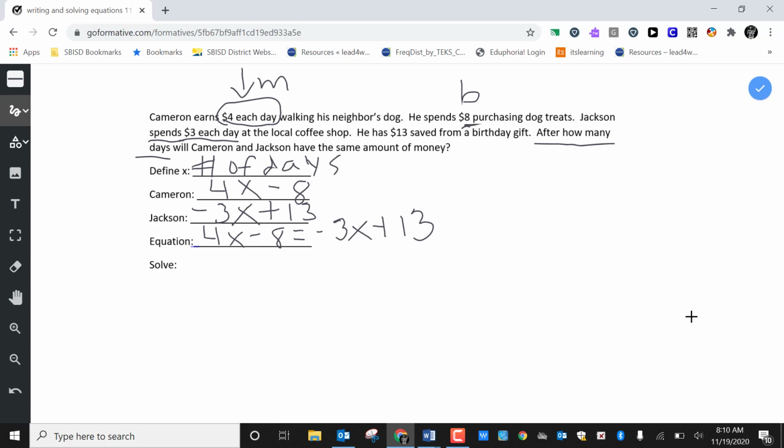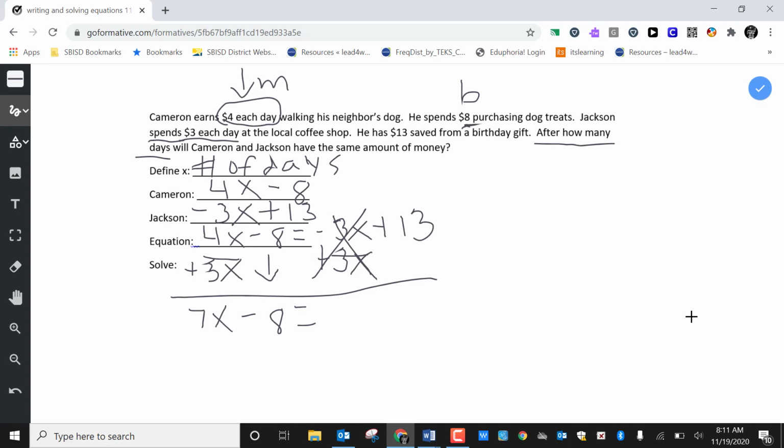So we've got 4x and we've got negative 3x. So negative 3x is less, so I'm going to do the opposite of that to move it to the other side. So we're going to add 3x. Okay, now I'm going to simplify. 4x plus 3x is 7x. I bring down my sign, minus 8 equals negative 3x plus 3x. When you add opposites, they equal 0, and all that's left is 13.